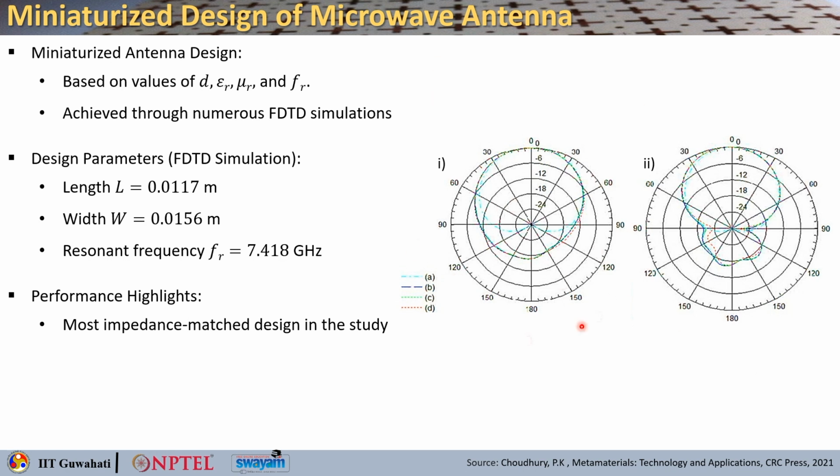Now, it is important to mention that the miniaturized design theoretically gives the most impedance matched antenna, okay, compared to all previously considered antenna designs in the study, and moreover no significant differences are observed between the far field radiation patterns of the miniaturized antenna design, okay, and the other antennas presented at their resonant frequencies, except for the back lobes, as you can see in the figure.